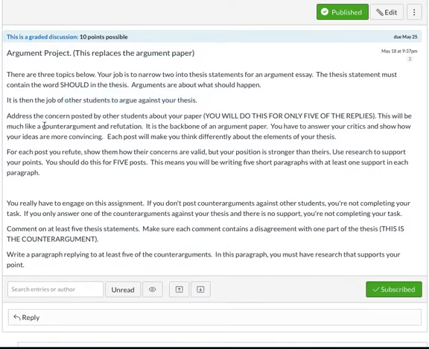So, address this concern posted by the other student. You will do this for 5 of the replies. So, you will be writing 5 replies, by the way, to other students. Before I say that, you can do as many as you'd like. And then you will be addressing at least 5 of the replies that are posted under your thesis statement.